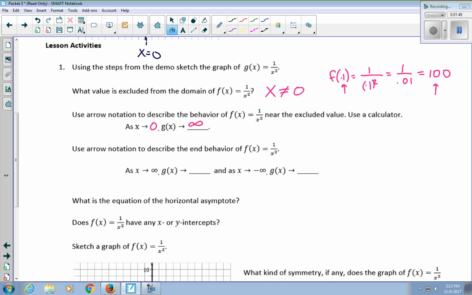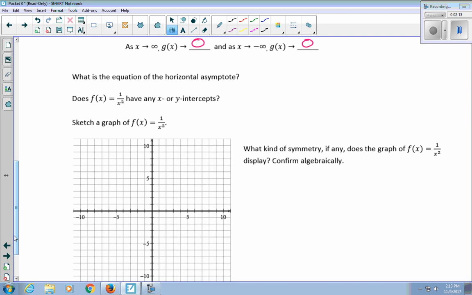And then for the end behavior, as x approaches infinity, so now we're putting not small things into the denominator, but really big things. And 1 over something really big is really, really small. So we're going to approach 0. And same thing, as x approaches negative infinity, you're also going to approach 0. It doesn't matter whether you're plugging in positives or negatives because you're squaring it. Okay, so the equation of the horizontal asymptote would be y equals 0.